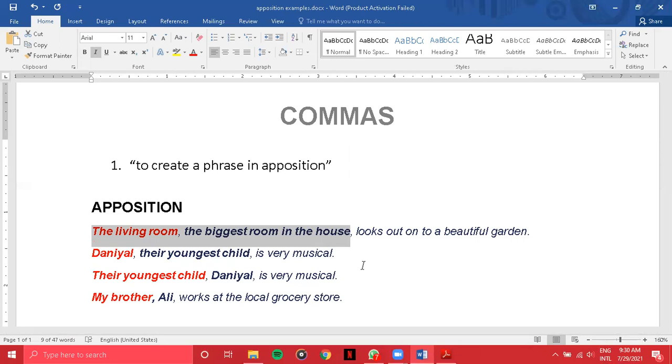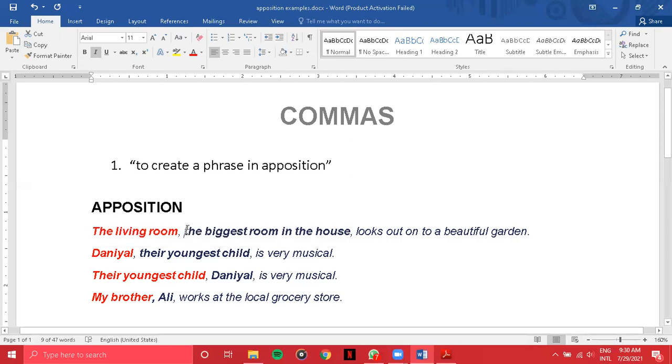Yeah. If in the first sentence, the living room, the biggest room in the house, looks out to a beautiful garden, if we remove the biggest room in the house, does it still look like an apposition comma? No, it won't, because, for example, if this second noun phrase, the biggest room in the house, is anywhere else in the sentence, right?